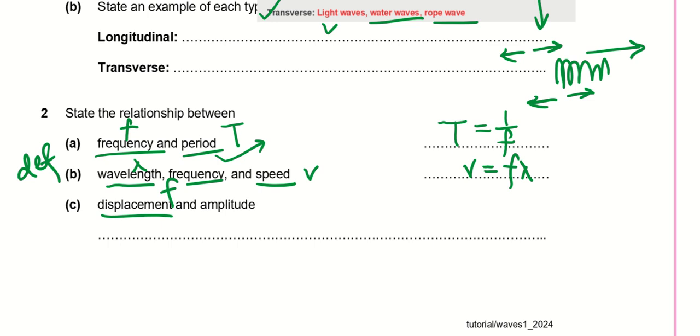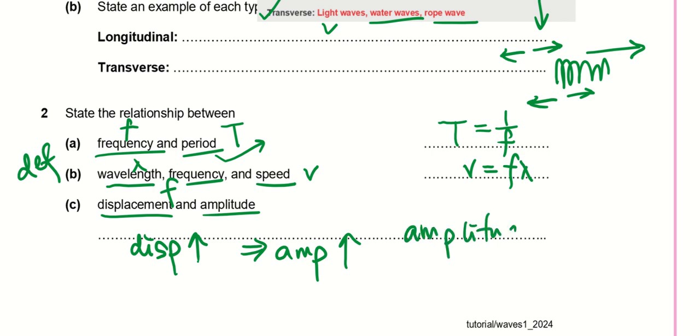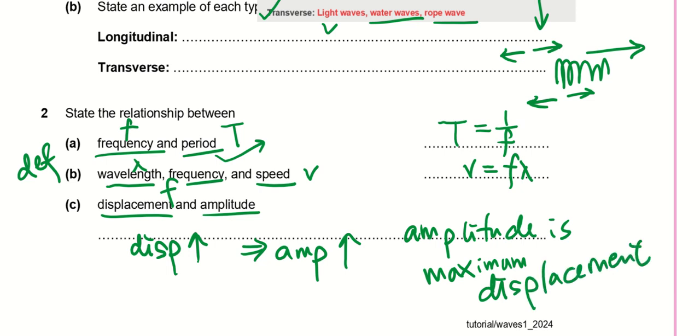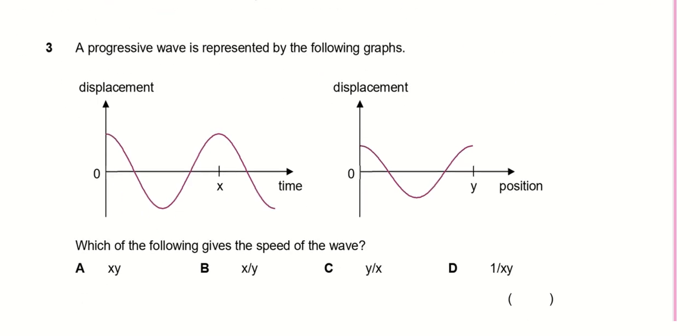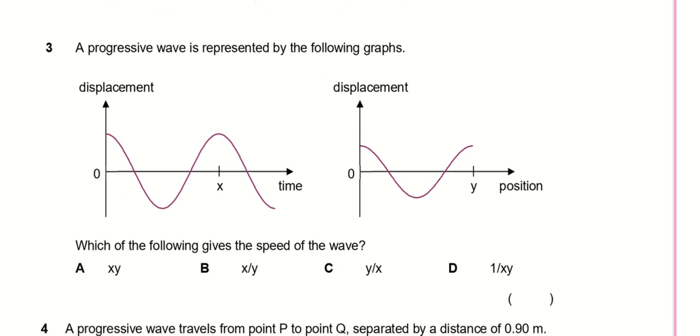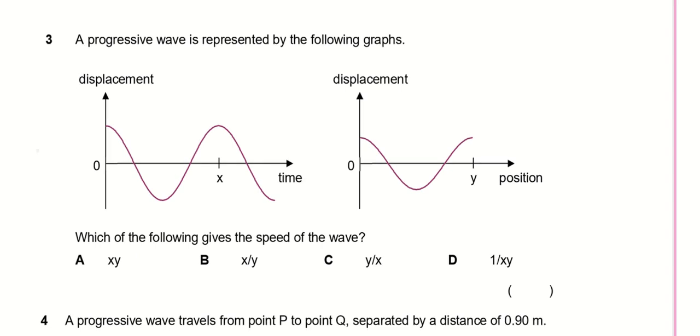Displacement and amplitude: as displacement increases, amplitude increases. Actually, the amplitude of a wave is the maximum displacement. Okay, that's question 2. Now we come to question 3. A progressive wave is represented by the following graph.